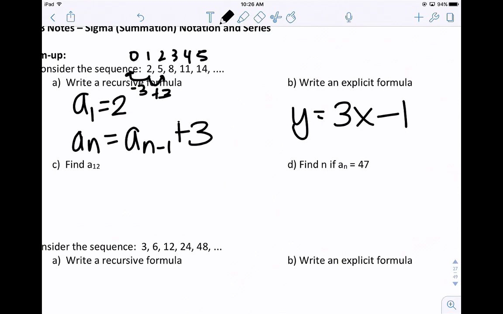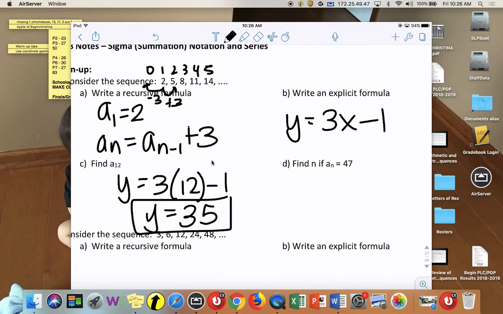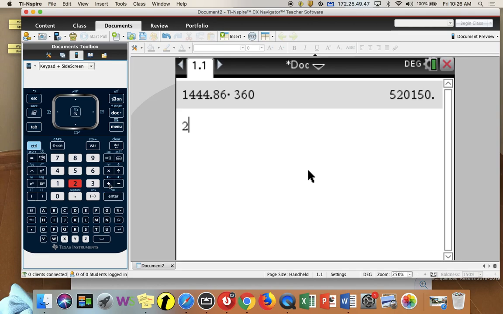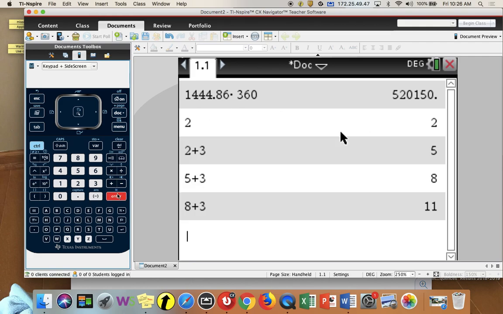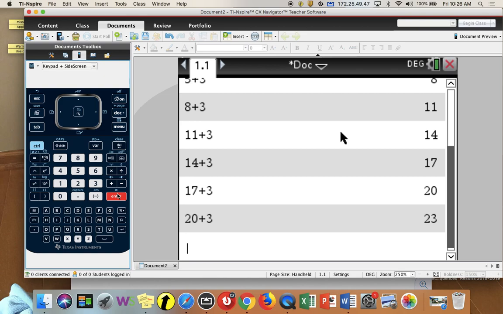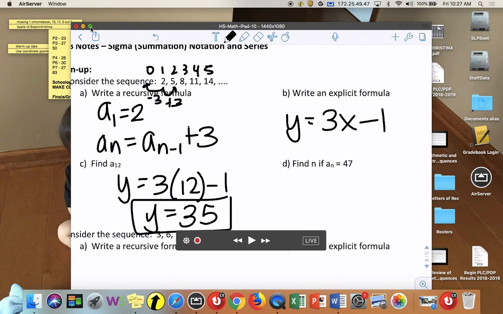Let's use that to find a sub 12. So there's two ways. You could type it in your calculator and hit enter until you get to the 12th term, or we can use the explicit formula, y equals 3 times 12 minus 1, and so we'd have y equals 35. Okay, again, the other way to do it on your calculators, you could hit 2 and then enter, and then plus 3. Was that our slope? Yeah, it was. And then, so that was the first term. Here's the second, third, fourth, fifth, sixth, seventh, eighth, 9th, 10th, 11th, 12th, and then you get it that way as well. So there's recursively in your calculator. Here's explicitly using the explicit equation.